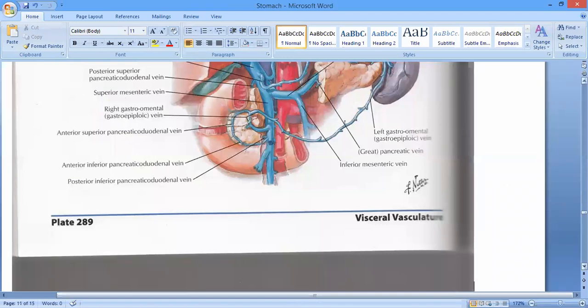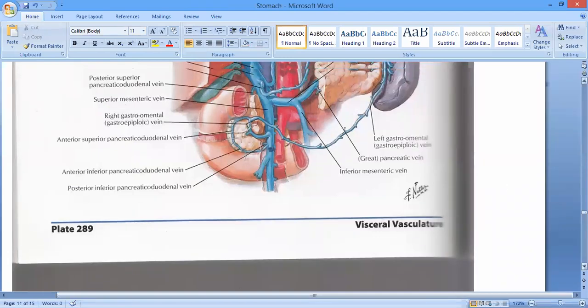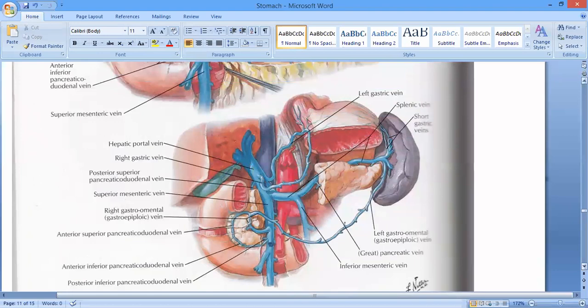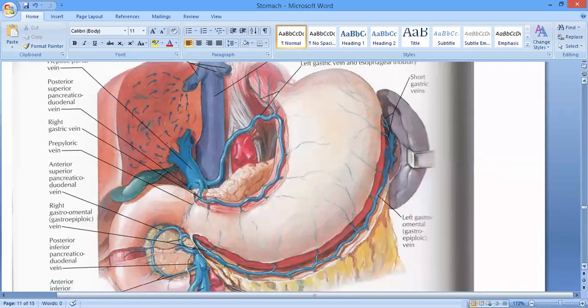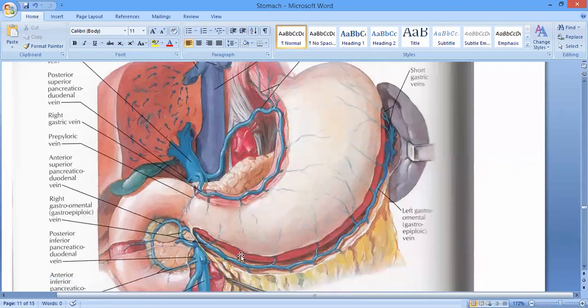Now I'll talk about the venous drainage. Of course, I told you before that all these arteries are accompanied by their respective veins. The left gastric artery has the left gastric vein, and the right has the right gastric vein. And the right and left gastroepiploic veins are there over here, and the short gastric veins are there. So the named vessels have their respective veins along with them.